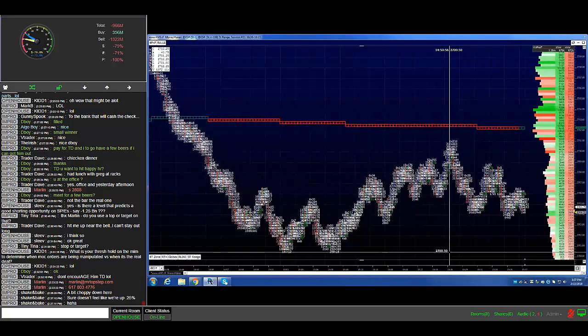There we go. 1.3 billion to the sell side right now. 84% dollars, 75% symbols.